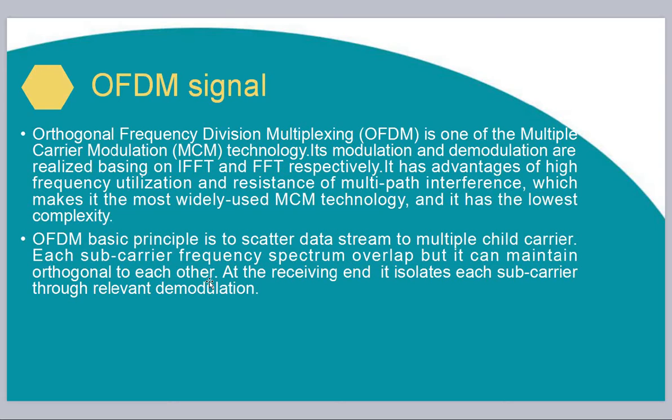The OFDM basic principle is to scatter the data stream onto multiple sub-carriers. Each sub-carrier's frequency spectrum overlaps, but they maintain orthogonality to each other. At the receiving end, it isolates each sub-carrier through the relevant demodulation.